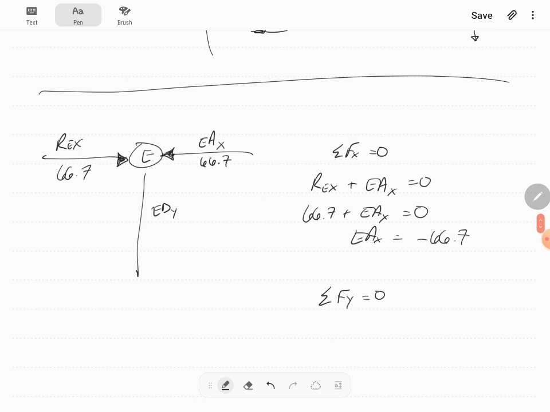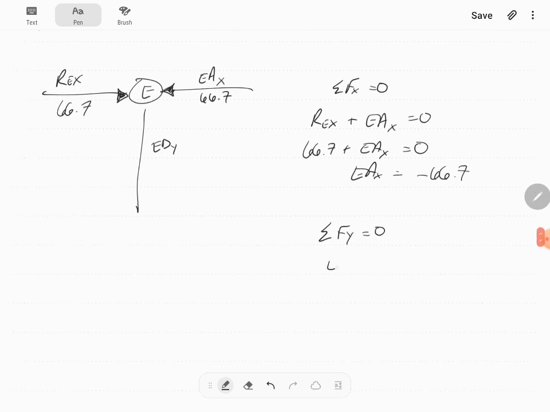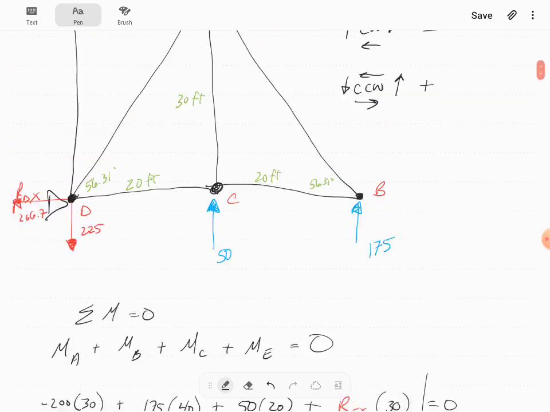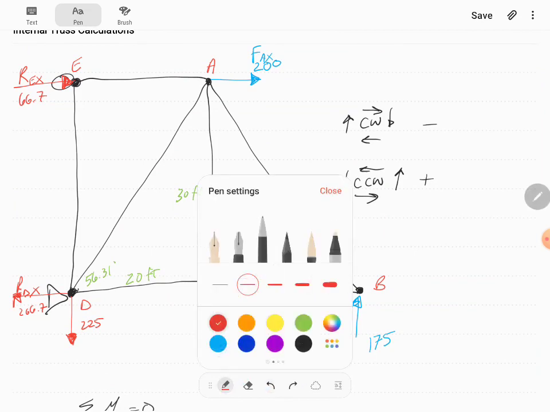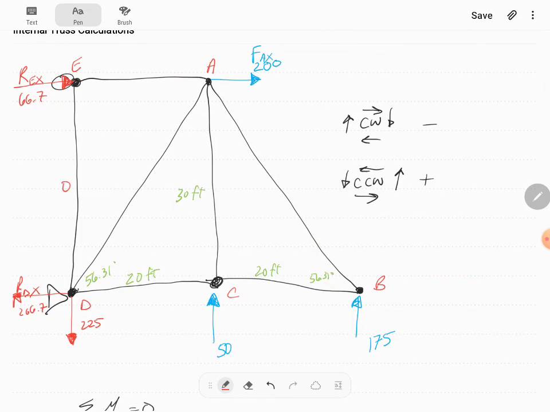What Y forces? There is only one. If there is ever a situation when there's only one Y force and we write out the formula, the only thing it can be is 0. So ED as a member has no force on it at all. So starting to transfer things back to here, this is 0. This is 0 force on this member.